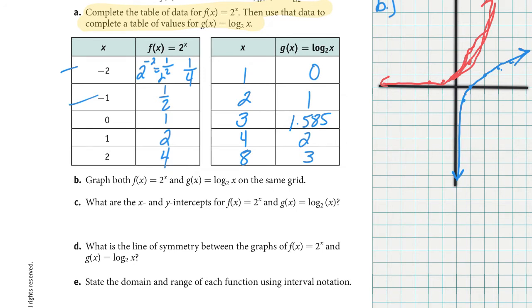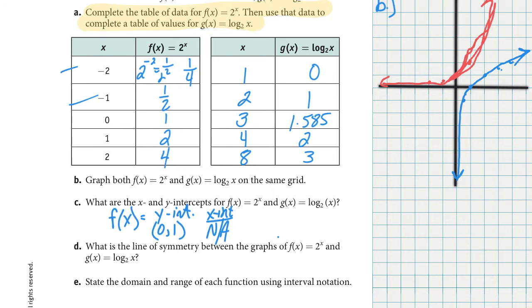What are the x-intercepts and y-intercepts? Well, for the f of x function, it does not have an x-intercept. It's asymptoting at the x-axis, so f of x only has a y-intercept, and that y-intercept is at 0, 1. The x-intercept is not available. We don't have one.